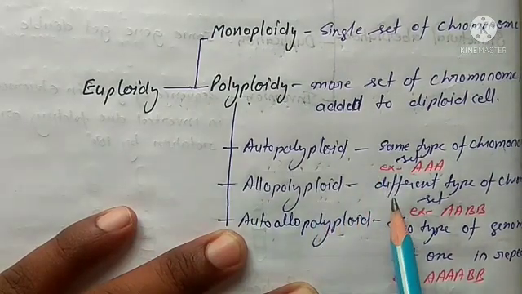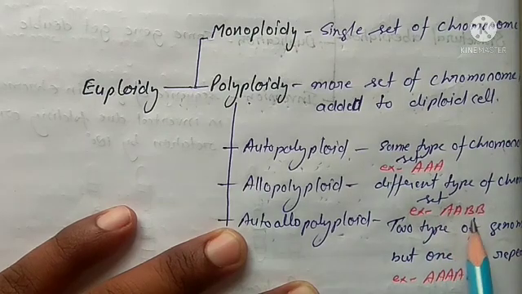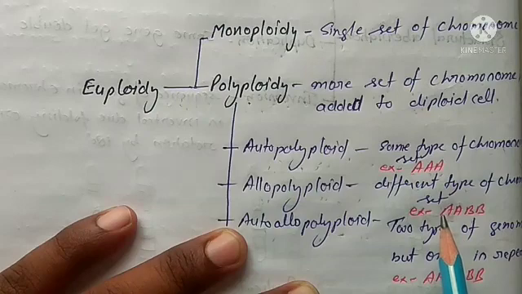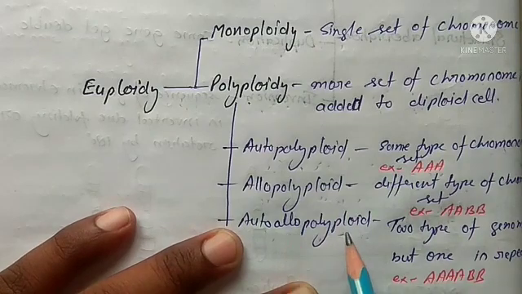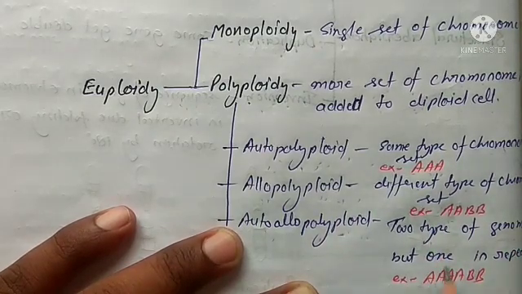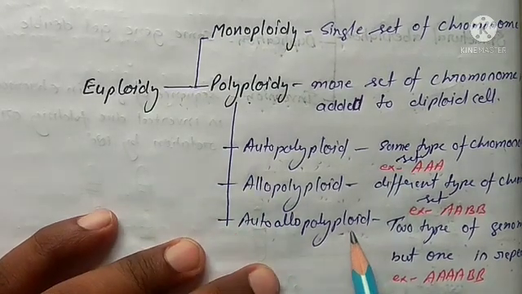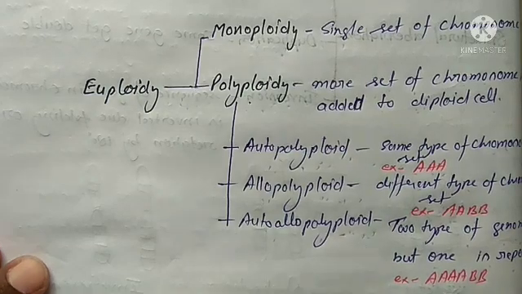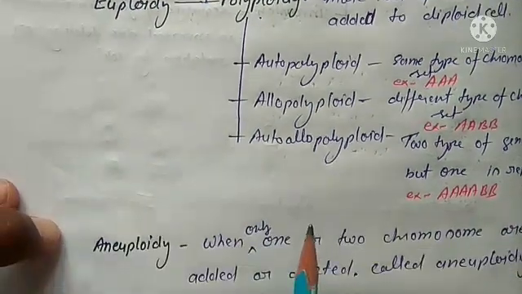If the sets of chromosomes are different, two types of chromosomes are present, that type of polyploidy is known as allopolyploidy. The other type means two different types of genome but one is repeated here, so the A letter is repeated. Clear here?